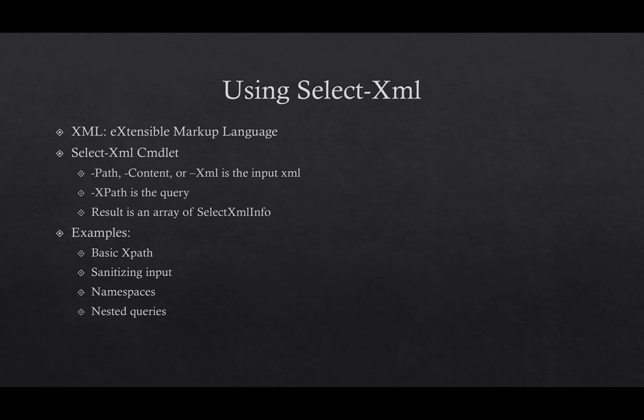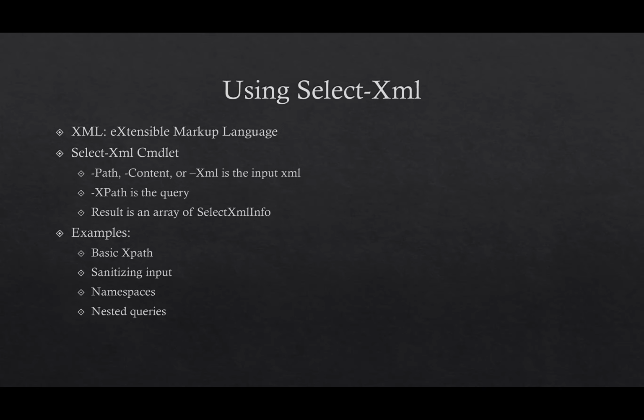XPath is a simple query language for XML. XML has a tree-like structure, just like a file system has a tree-like structure. So XPath is to the tree of XML nodes the same as a regular file path is to the tree of folders and files in your file system. And like a file path, it can have wildcards, but XPath also has other capabilities like predicates and so on. So we'll go into some of that.